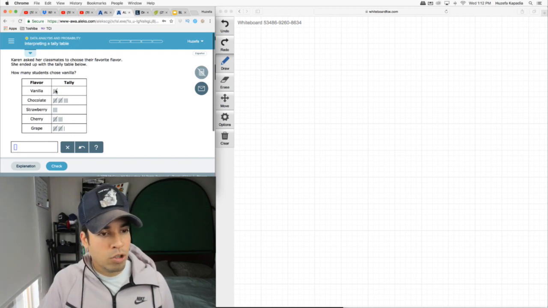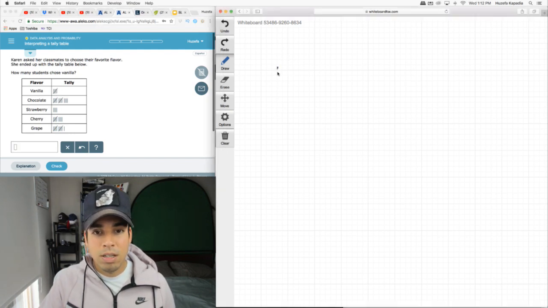Each one of these hash marks represents one person, usually. I mean, it could say otherwise, but we're going to assume that each one represents one person. And when we have a cross, so you can count like 1, 2, 3, 4. What does this diagonal one mean? That's just how we represent the fifth one.